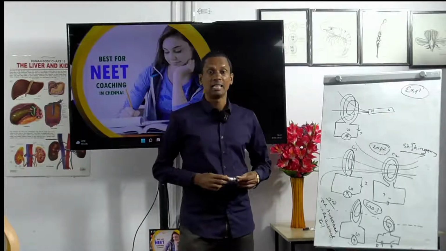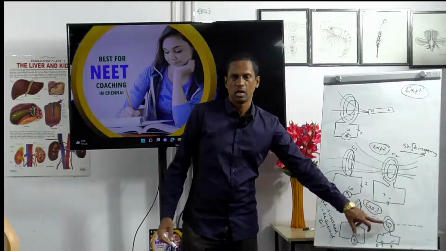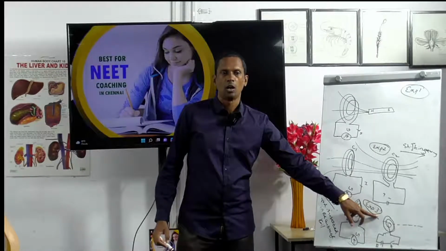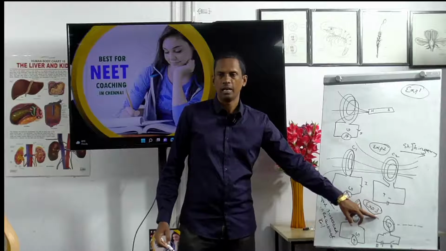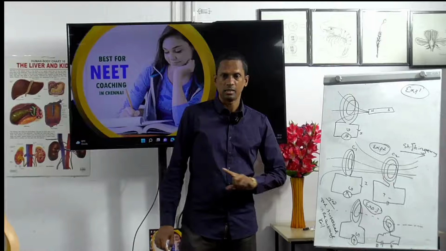Rod is inserted in the center of the coil. The moment the rod is inserted, the current flows. Here the rod is there. It's an iron rod. It means what? It's not connected to the coil.